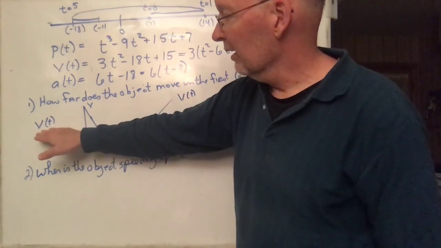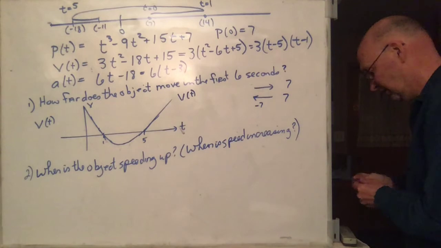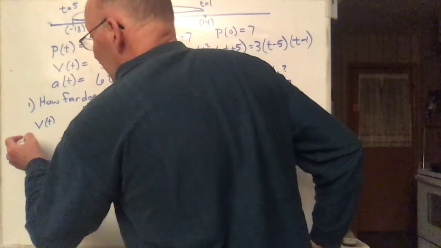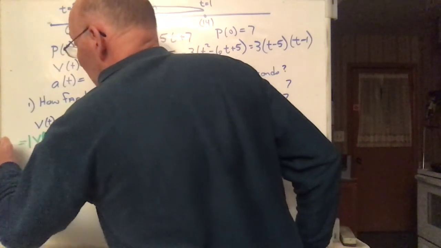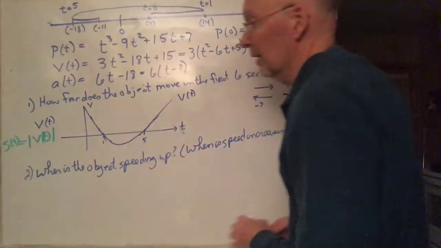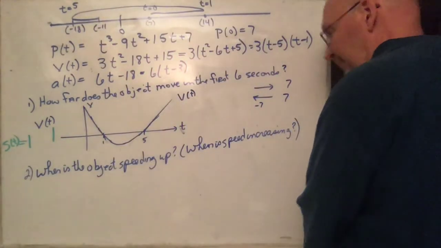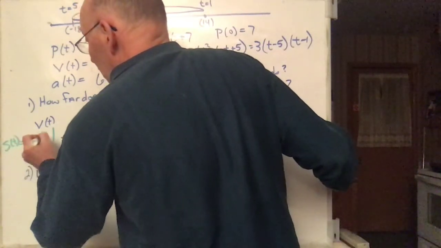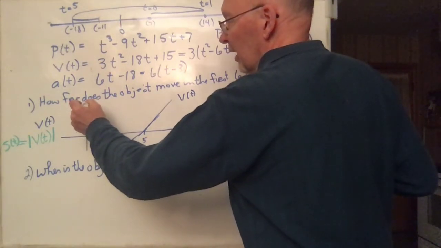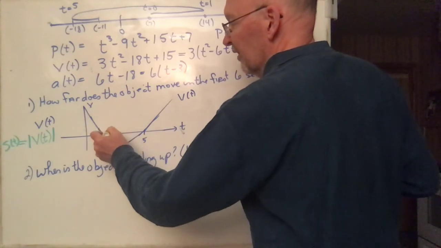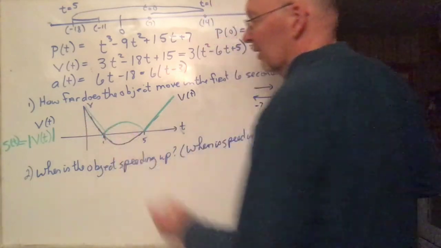Here's v of t right there. Remember what we did way back? If you have v of t, what does the absolute value of v of t look like? The speed is the absolute value of the velocity. Remember, if you take the absolute value of this, anything that's positive stays positive, anything that's negative becomes positive, and then again this is positive. So there's your speed function right there.